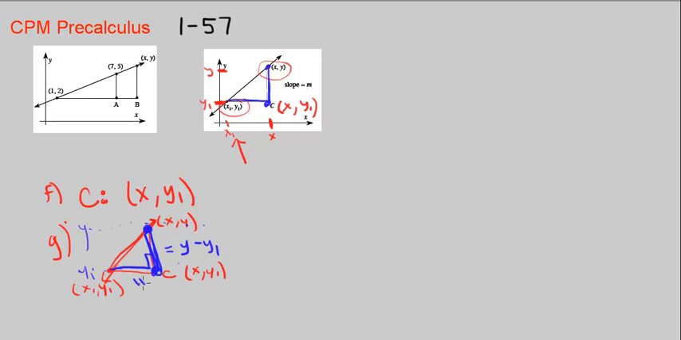And the length here starts at x1 and goes to x. So that's just equal to x minus x1, right? Another way you can look at it is just looking at the distance formula. The distance formula is the square root of x2 minus x1 squared plus y2 minus y1 squared, right? And then we have 2 points.